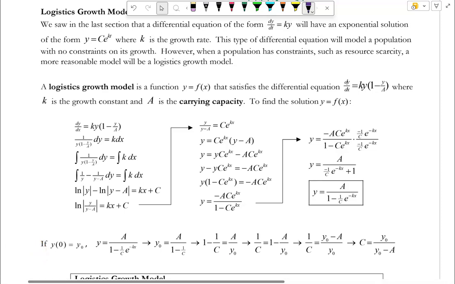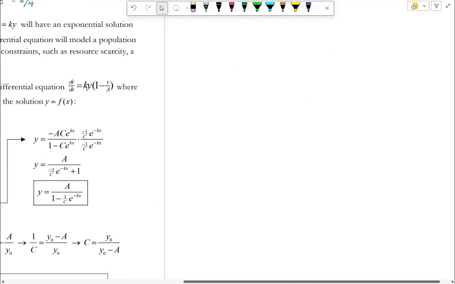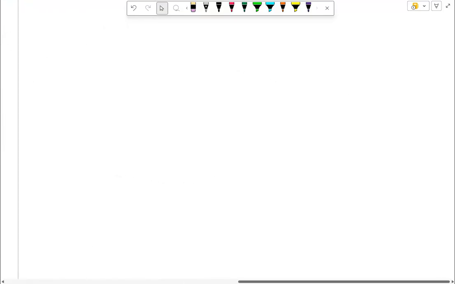So another application of differential equations and integration is using logistic growth models. Unrelated to Euler's method, but let's go out to the side and think back about what we know about an exponential growth model.